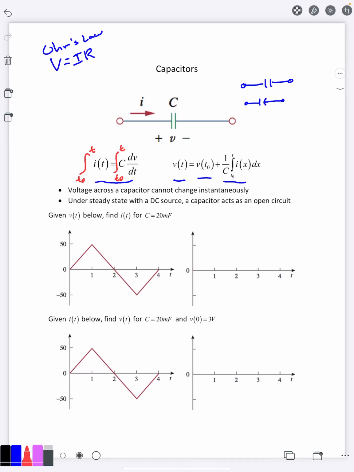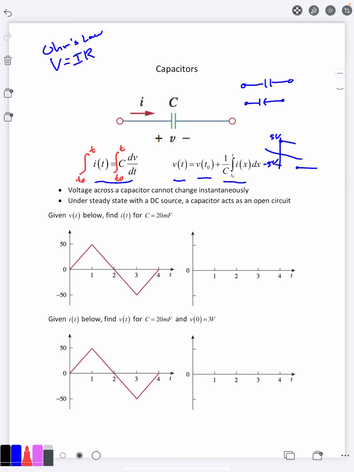Now there are two important properties of a capacitor that, again, a resistor does not have. The first is that the voltage across a capacitor cannot change instantaneously. The idea here is that if you had a resistor and you applied 5 volts to it, and then immediately you flip the wires and now you're applying negative 5 volts, you can do that with no problem across a resistor, and it's just going to flip-flop the current. However, for a capacitor, this is not possible.